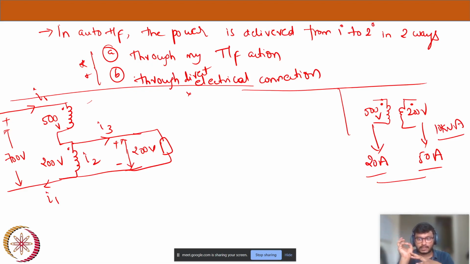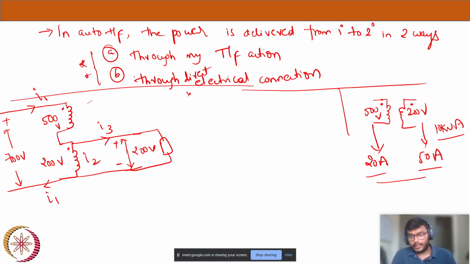If you're confused, just see where that I1 current is going. I1 current is directly going to the 500 volts winding. That means my 500 volts winding is drawing that current. Now can someone tell me how much that current I1 should be? 20 ampere. That's right, Pawan. It should be 20 ampere.